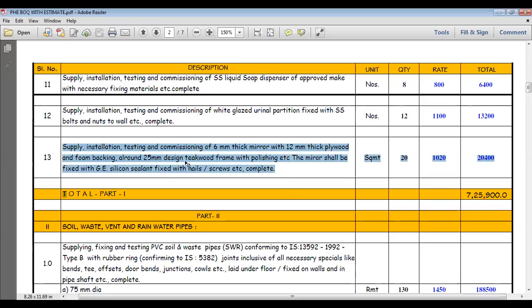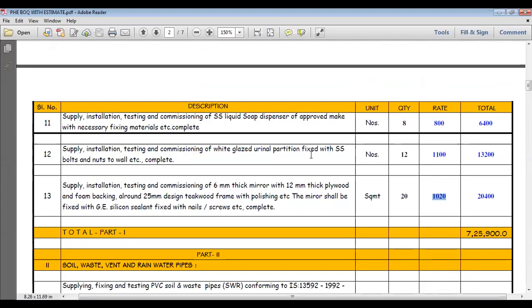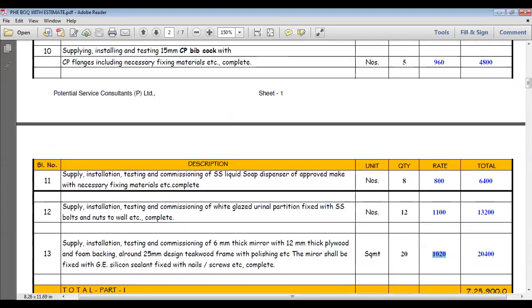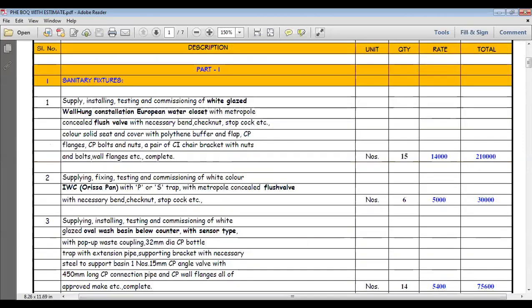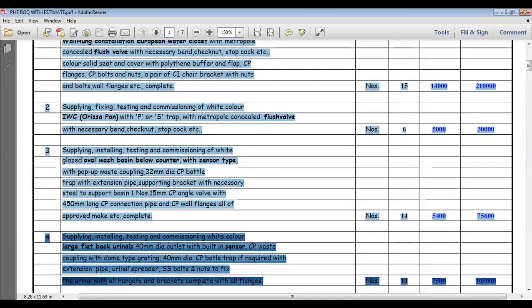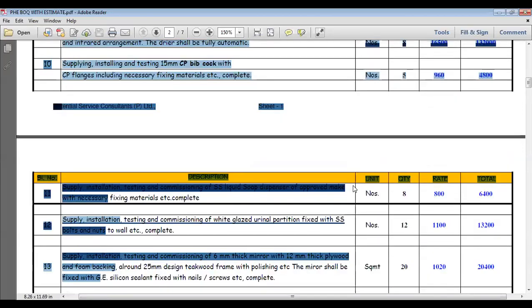For that one, all the plywood, foam backing, 20 mm designer teak wood frame, and the mirror shall be fixed with silicone sealant, fixed with nails, screws, etc. Complete. So 20 numbers they have put, for each 1020. Because like that we have to, sorry. These are the sanitary items, sanitary fixtures. Sanitary fixtures you have to fix in the toilet. That you have to put like that.